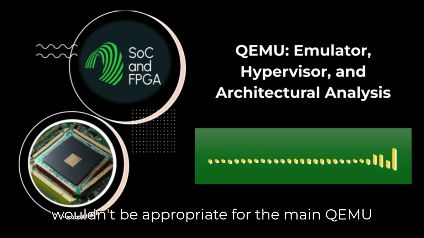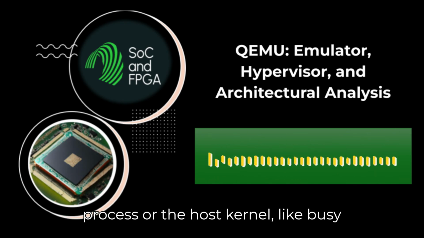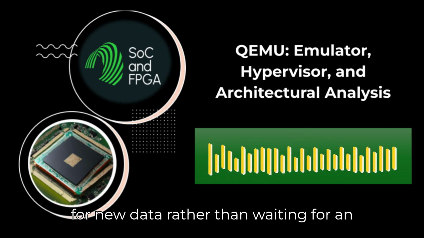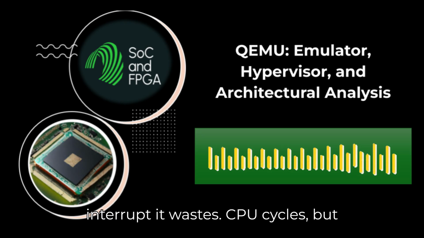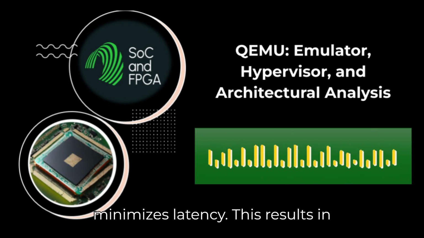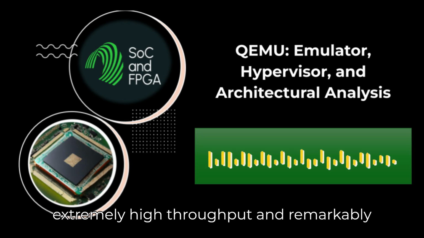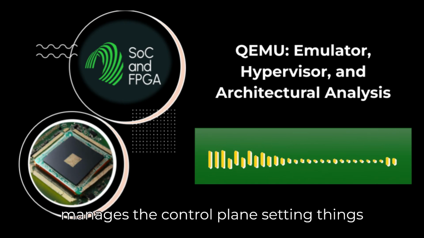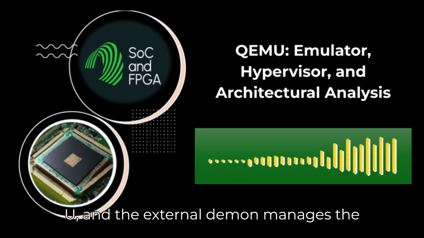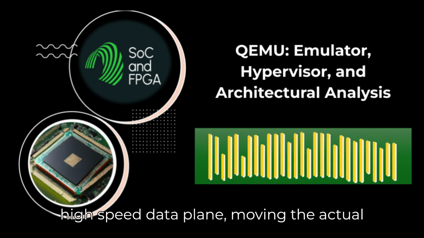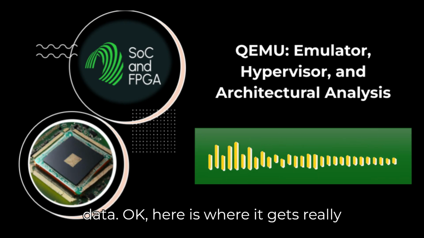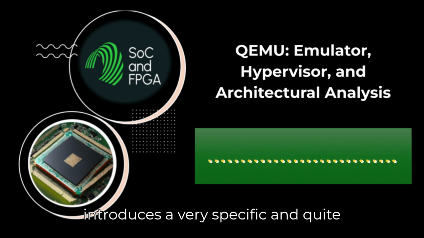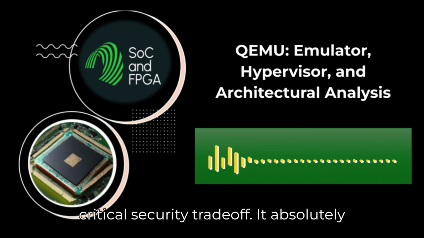KVM, the kernel-based virtual machine, is often confused with QEMU, but they're distinct. What exactly is KVM's specialized role in this partnership? KVM integrates deeply into the Linux kernel and functions as what's called a Type 1 hypervisor. Its role is actually highly focused. It handles processor virtualization and memory management directly using those hardware extensions. Since it operates in the privileged kernel space and accesses hardware extensions directly, it achieves near-native performance. KVM handles the CPU, essentially letting the guest CPU run directly on the host silicon with minimal intervention.